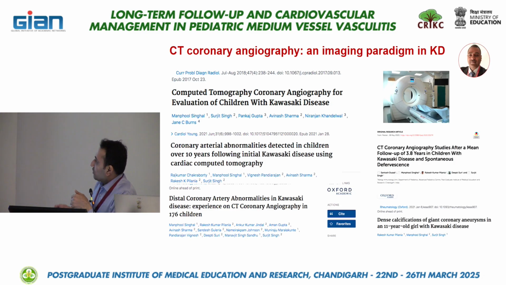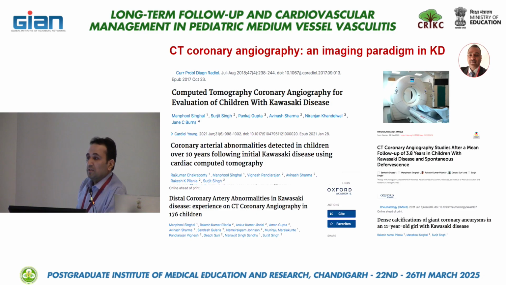So CT coronary angiography is the way forward, and what we have shown in our experience is that distal coronary abnormalities are there. They may sometimes be in isolation also, and if you don't do CT coronary angiography, you will completely miss these patients.